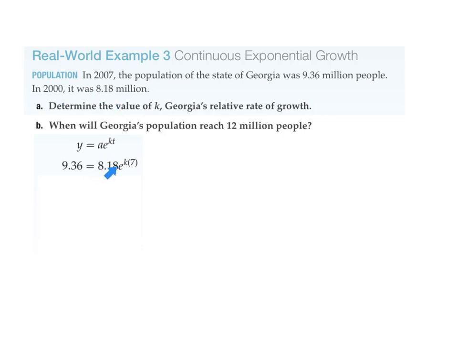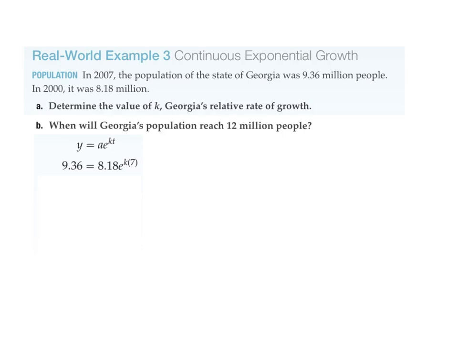So my starting amount in 2000 was 8.18 million. And notice we didn't make it actually 8 million. We kept it as 8.18. So long as we're consistent with our units, it's going to work out fine, because eventually I'm going to divide these together. Whether I wrote 8 million or 9 million, or 8 and 9, when you divide those down, it ends up being the same number because the million cancels.